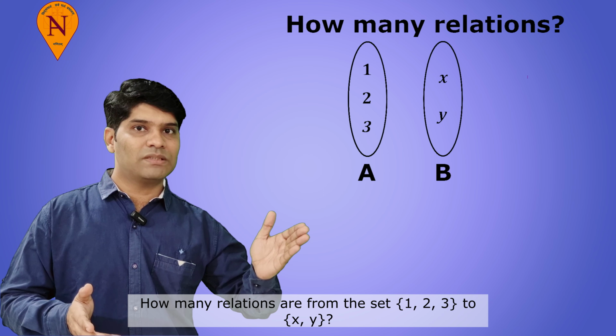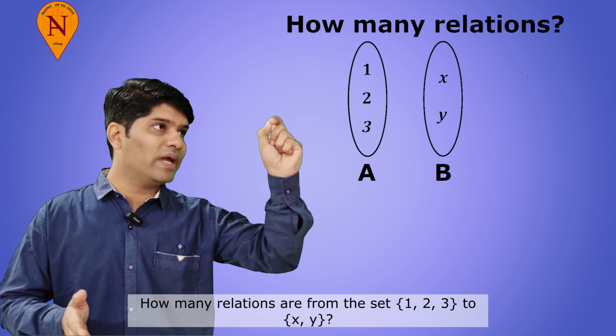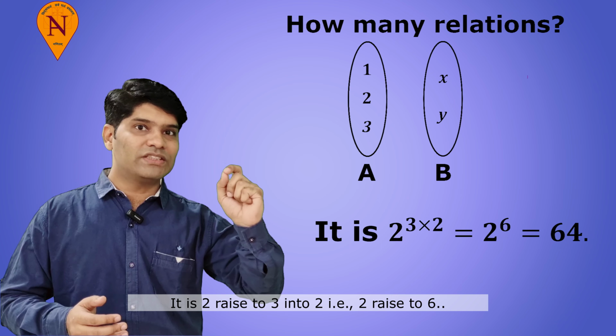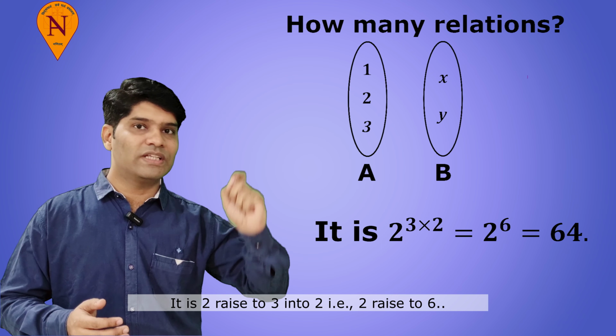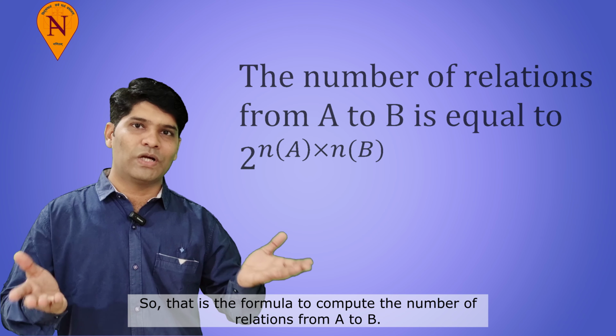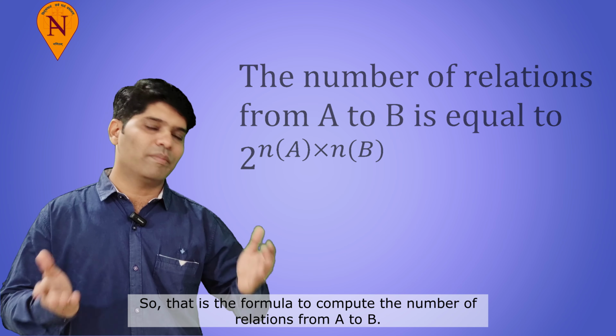How many relations are possible from the set {1, 2, 3} to {x, y}? It is 2 raised to 3 into 2, that is 2 raised to 6. So that is the formula to compute the number of relations from A to B.